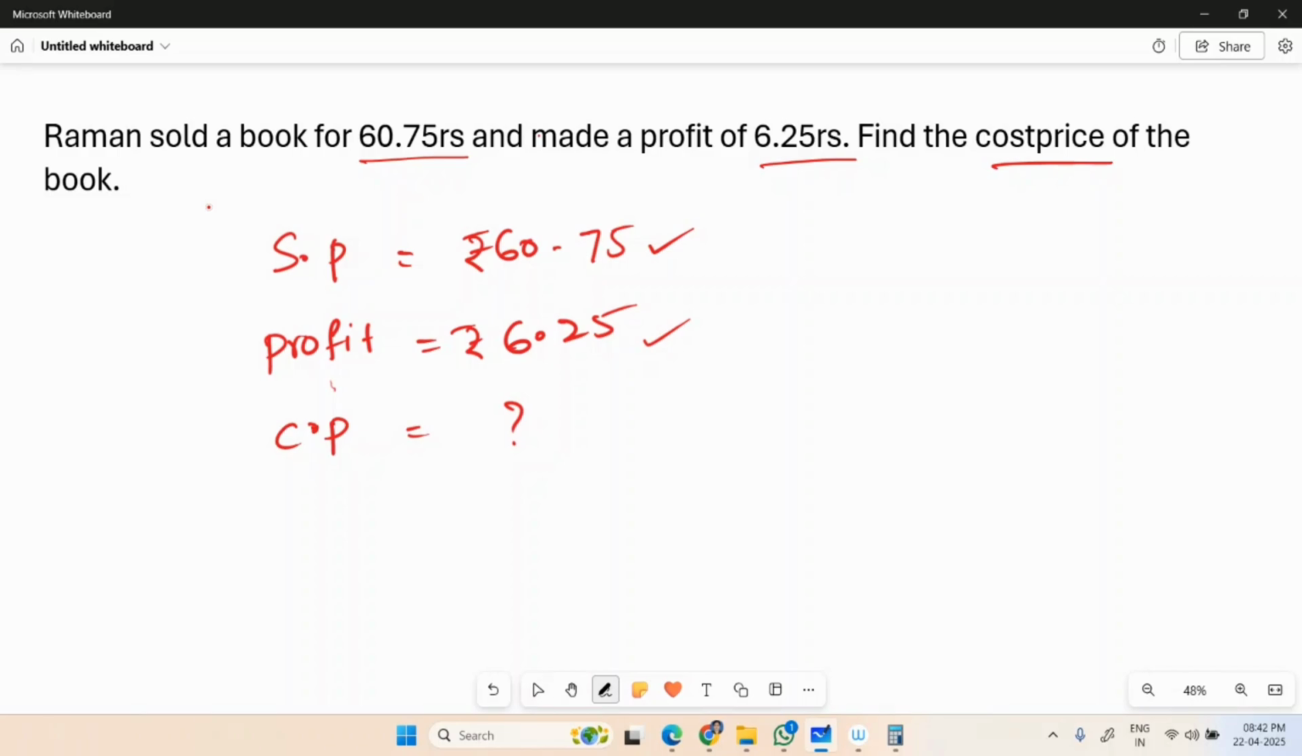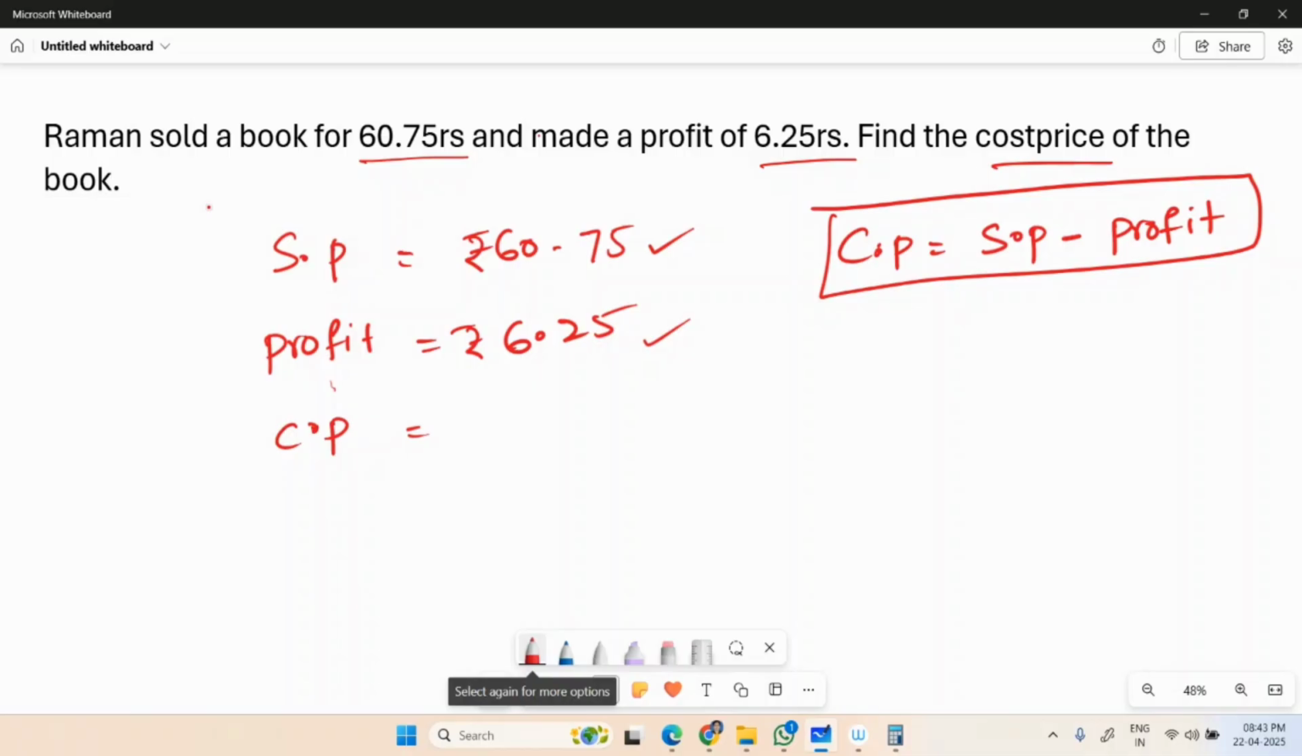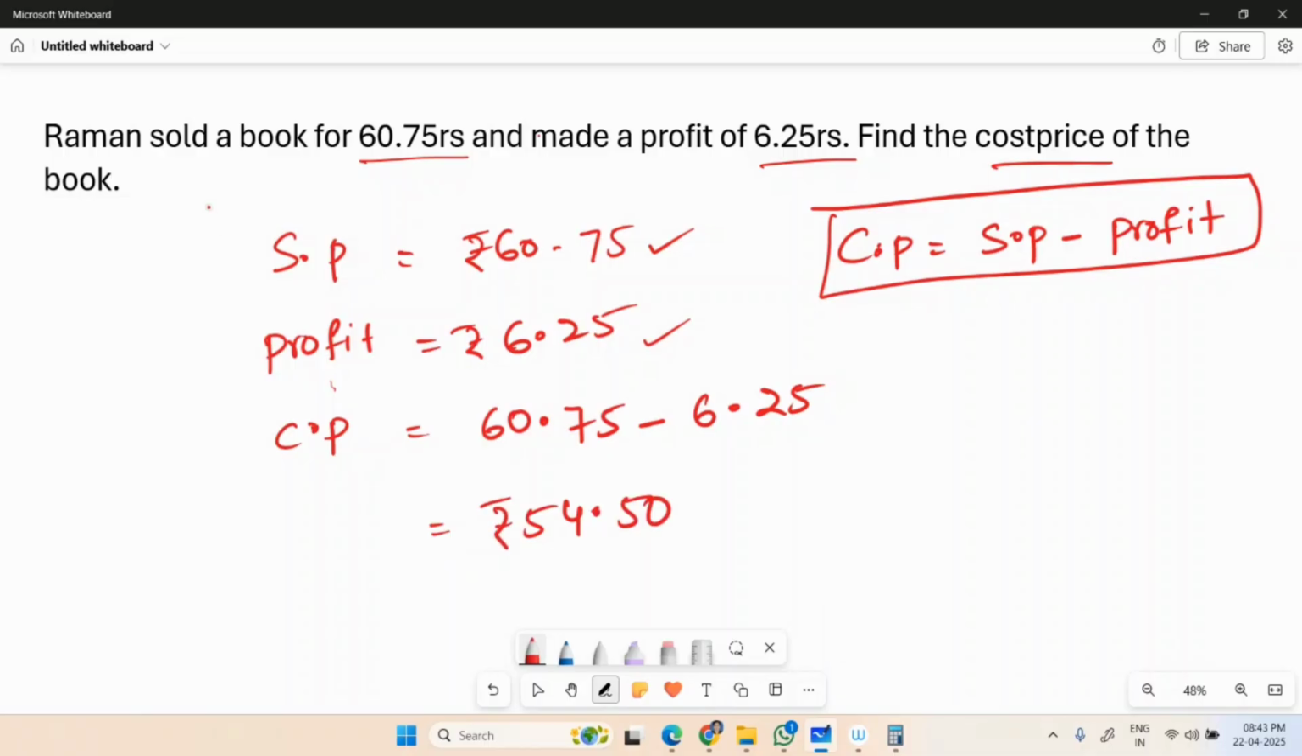Selling price was given, profit was given. In case of profit, how to find out the cost price? Cost price equals selling price minus profit. So let's find out the cost price now. Selling price is 60 rupees 75 paise minus profit is 6 rupees 25 paise. If we subtract both of them, we get 54 rupees 50 paise. So the cost price of the book is 54 rupees 50 paise.